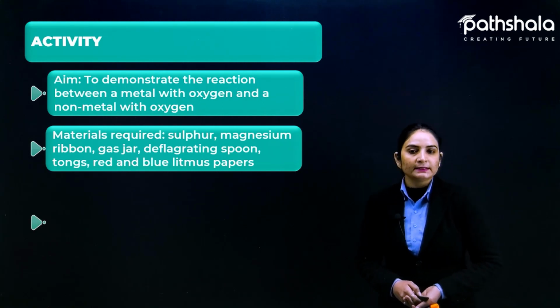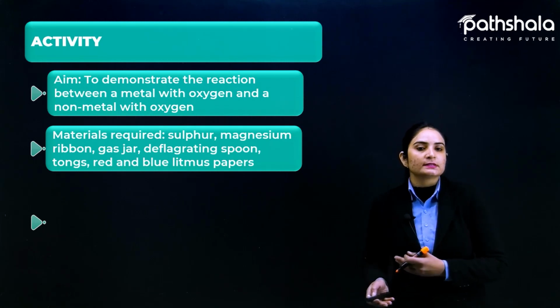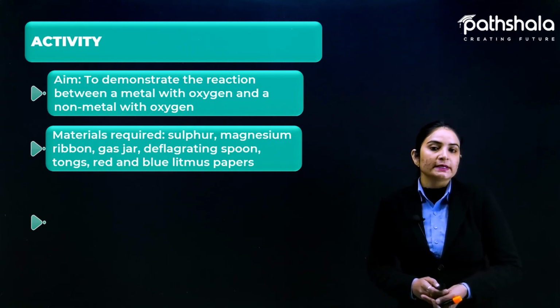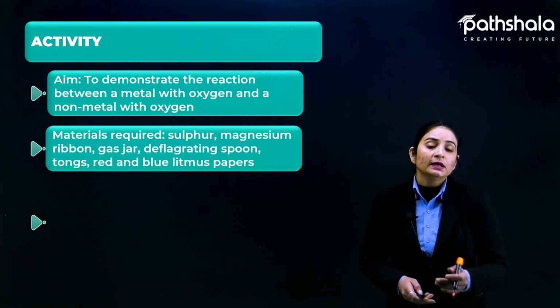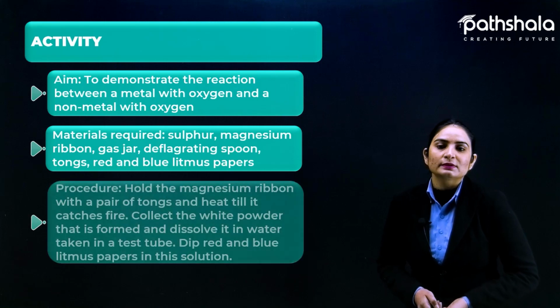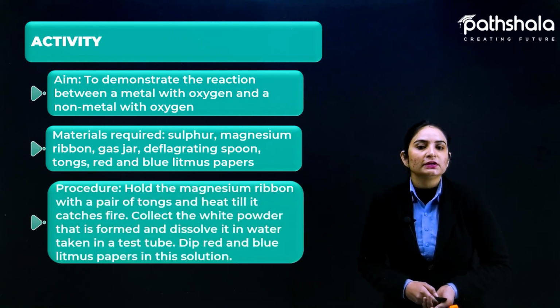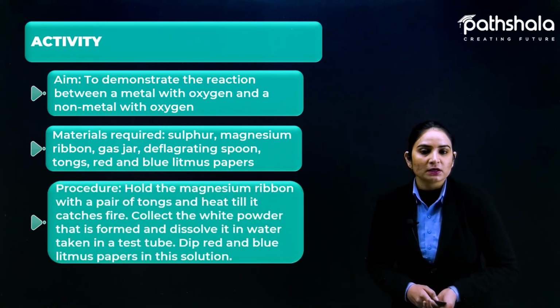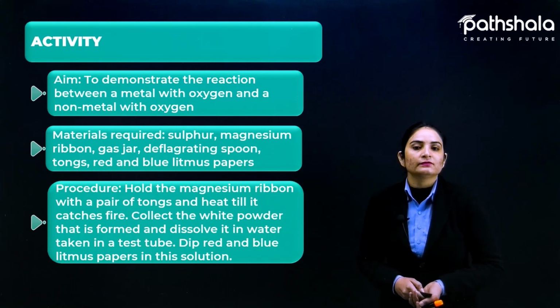The thing we have done is that particular metals produce basic oxides and non-metals produce acidic oxides. But we need to go through this with the demonstration: is it really happening like this? So let's see. The procedure is here: we need to hold the magnesium ribbon with a pair of tongs and heat till it catches fire.